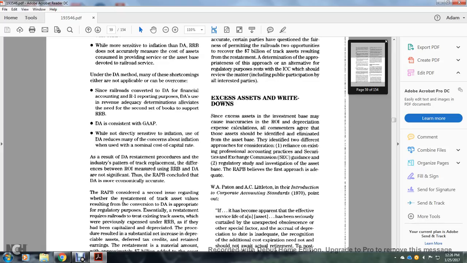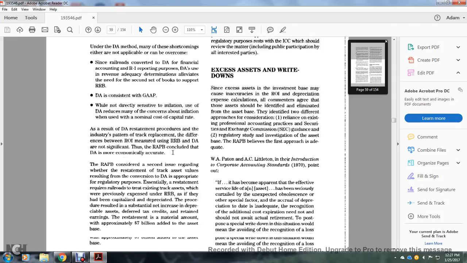Some of the railroads converted to depreciation accounting for financial accounting and R1 reporting purposes. Depreciation accounting for revenue adequacy determination alleviates the need for the second set of books to support the railroad retirement betterment. Depreciation accounting is consistent with government accounting auditing principles. While not insensitive to inflation, depreciation accounting reduces many of these concerns with inflation when used with the nominal cost of capital rate.